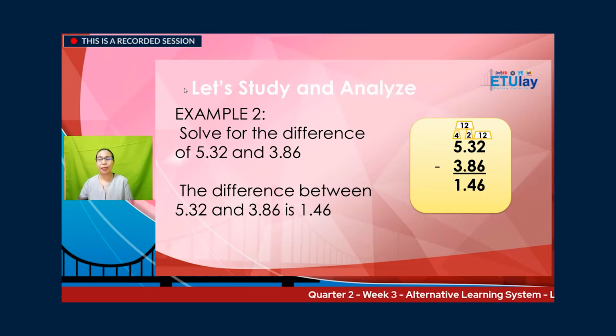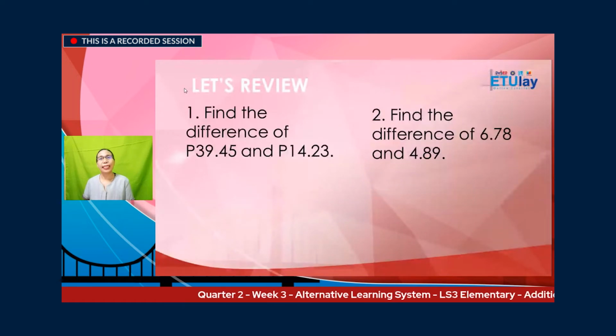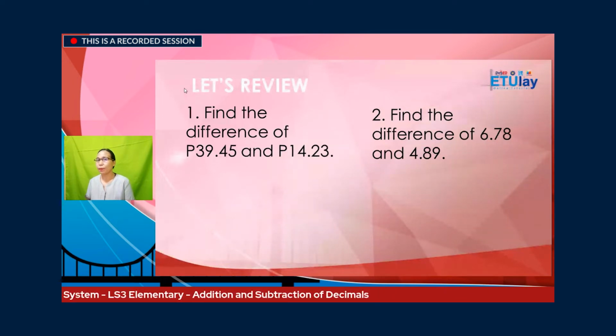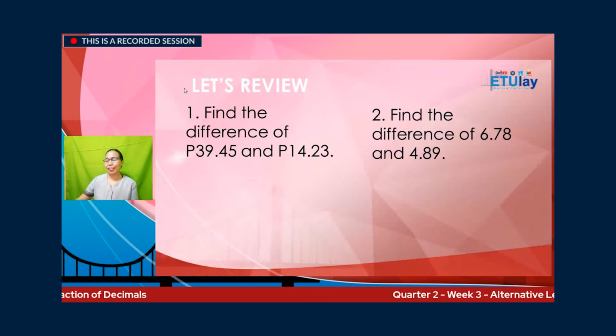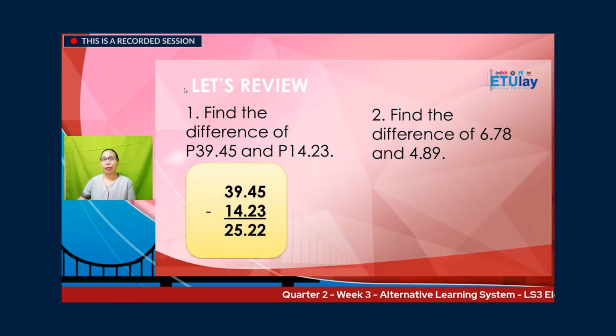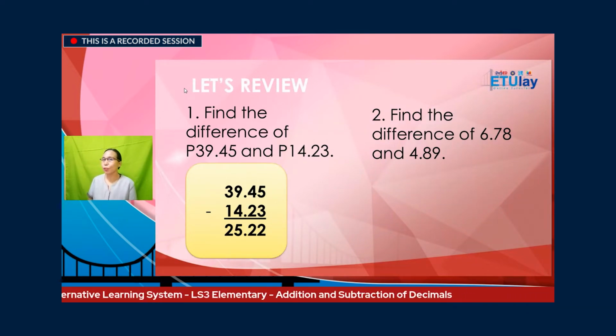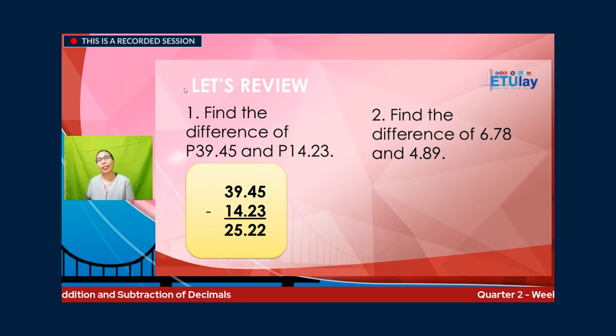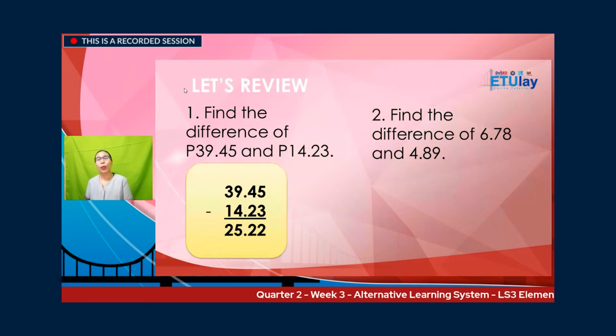Let's review this time, learners. Find the difference of 39.45 and 14.23. Very good. The answer is 39.45 minus 14.23. It's 25.22. Let's have number 2. Find the difference of 6.78 and 4.89.